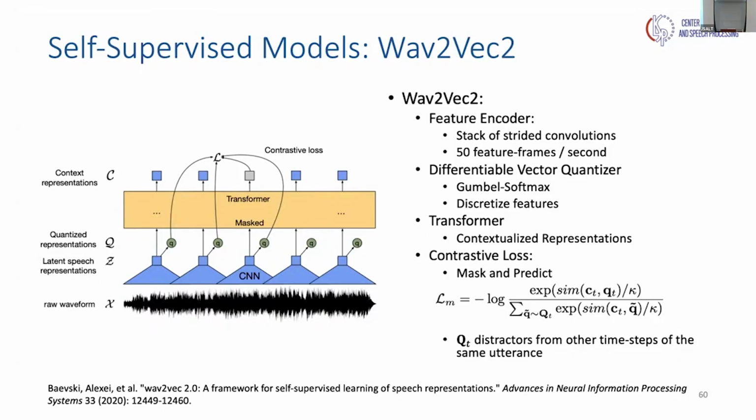And then you have a vector quantizer that is trainable too, that is differentiable. So you get some features from this convolution, you quantize them, and then you mask this feature and train the network to predict the quantized value of the masked feature. That way, you train these huge networks using a lot of data and a lot of GPUs, and then you can use these networks as feature extractors, right?